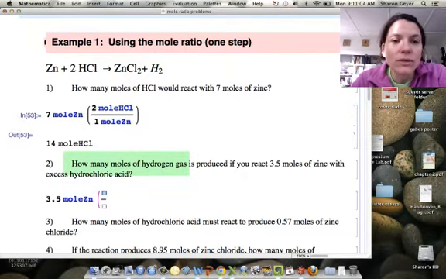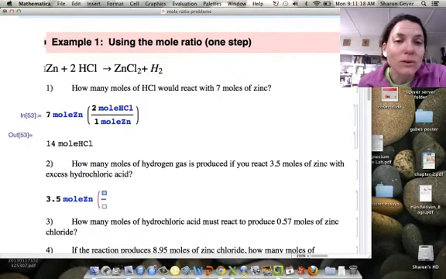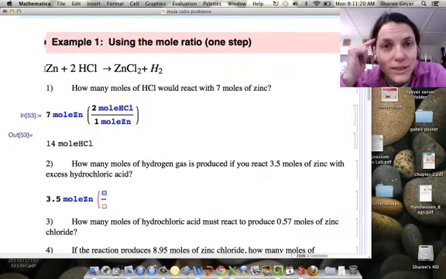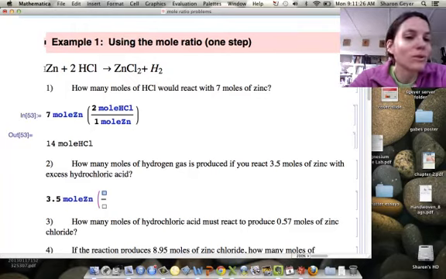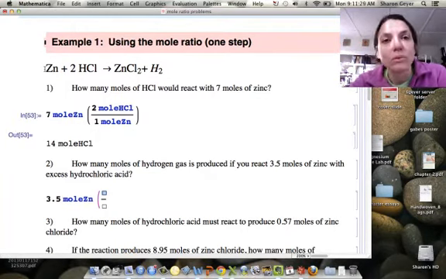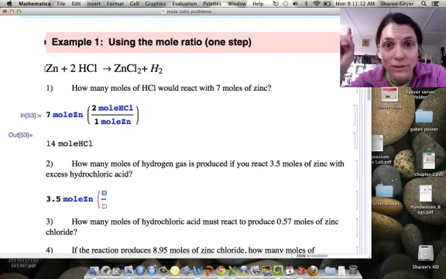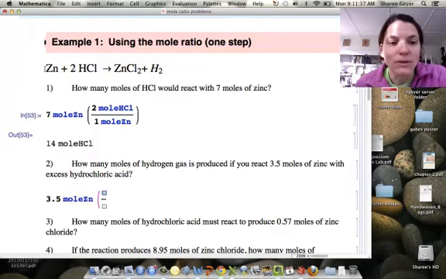Now if you notice in the balanced equation, there's no number in front of the H2 here. That means that the coefficient for H2 is 1. And we also know that there's no number in front of the Zn. That means that's also a 1. It's a 1:1 mole ratio. Well, you're probably thinking to yourself, aha, I already know the answer. Because if it's a 1:1 mole ratio, then the number of moles of zinc that react is equal to the moles of H2 that are produced, and you are correct. The answer is 3.5. Now I'm going to show you, and I want you to follow along in your notes, how to set this up using our mole ratio scheme.